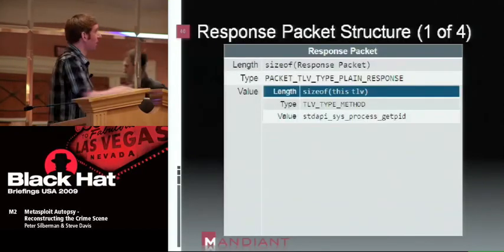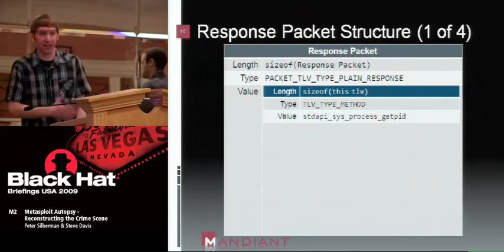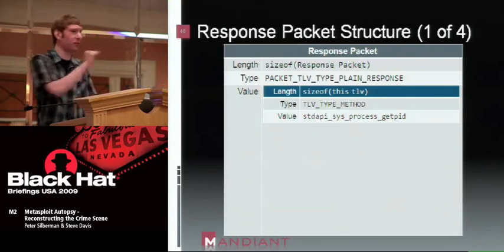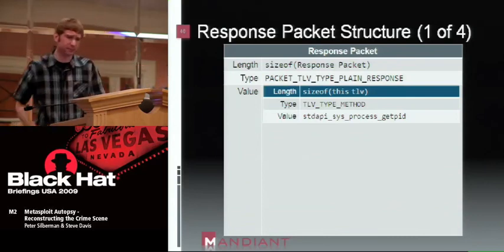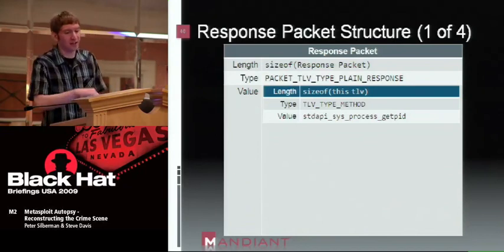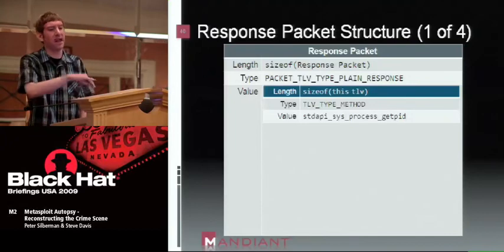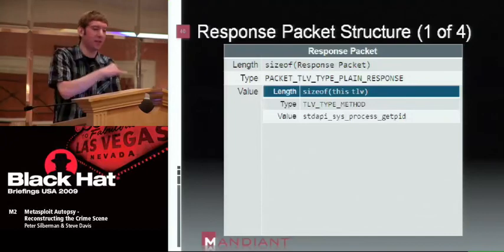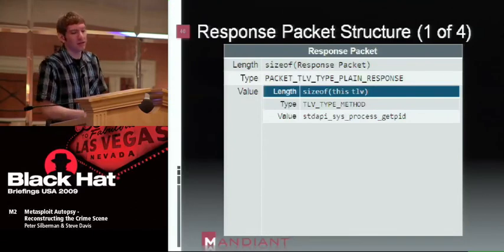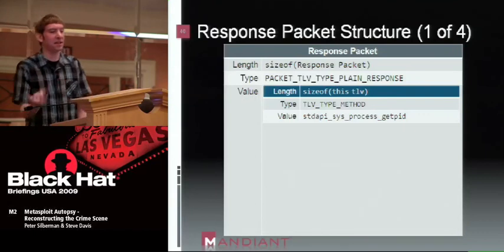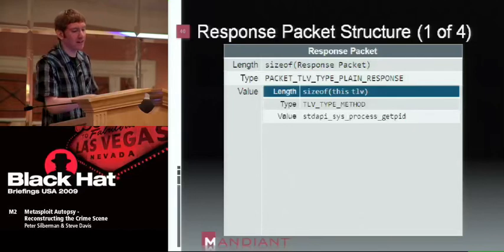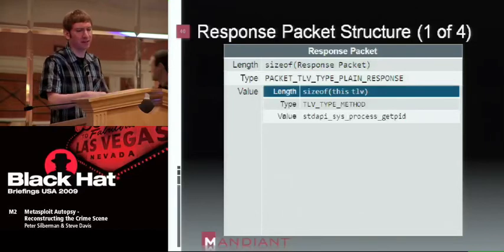And I'm just going to go through the packet structure here because this is incredibly important for you guys to understand to see how we're actually doing this. So this is a type response. We were looking at the request in depth before. Here you're going to see the idea of nested TLVs. So we have a length, size of packet. It's going to be a packet TLV type plain response. And then within that value, we're going to have nested TLVs. So we have a length, the TLV type method. That's going to basically send back to the attacker, what am I returning data for? What did you request? And that's going to be the standard API sys process get PID.